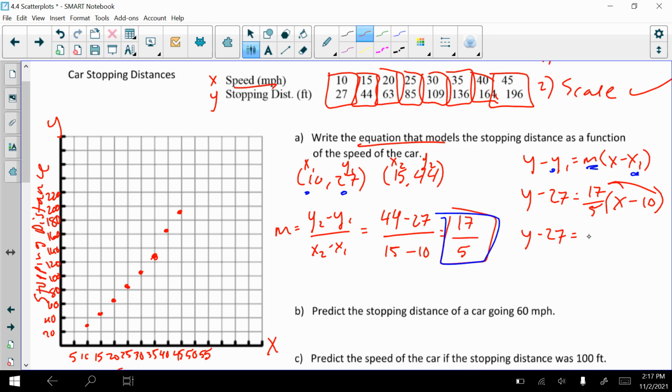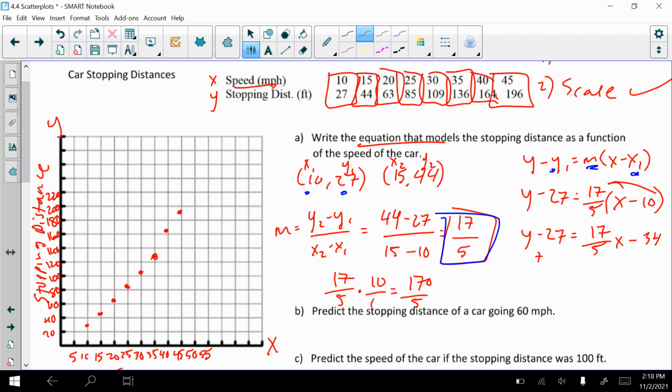y minus 27 equals 17 over 5 times x is just 17 over 5x. And 17 over 5 times 10. Well, if I think about multiplying fractions, that's 17 over 5 times 10 over 1, which is 170 over 5. So I have minus 170 over 5. Okay, 170 over 5 also can probably reduce. If I put that in a calculator, 170 divided by 5, I get 34. So that actually turns into 34.